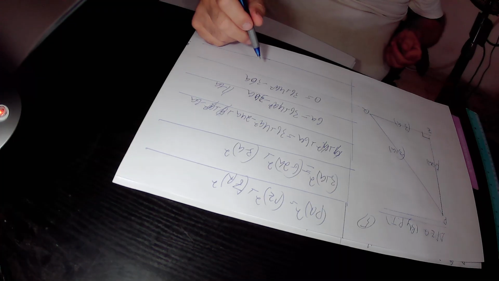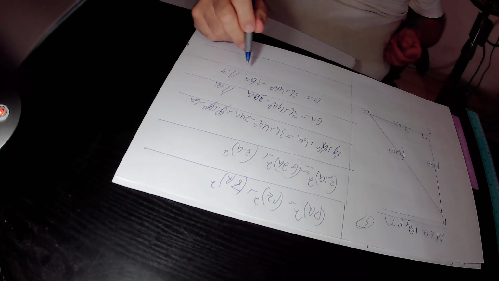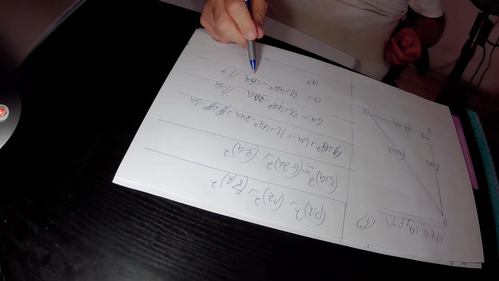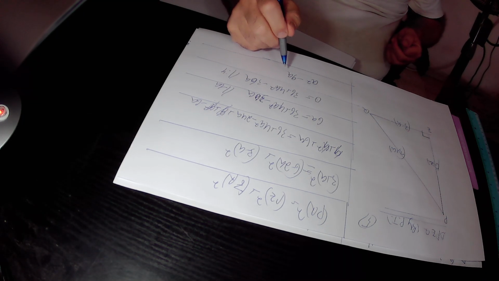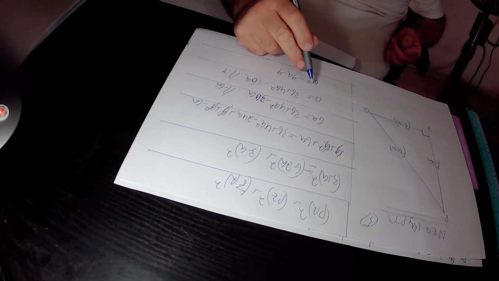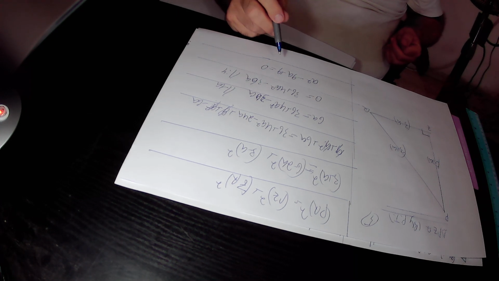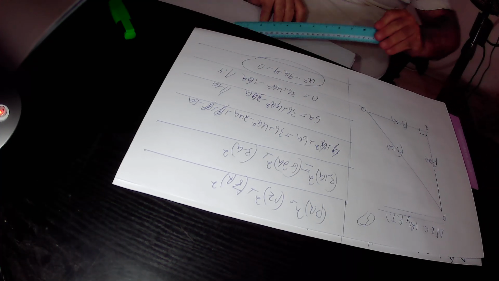Here we divide this equation by 4, and we get that 4A squared over 4 is A squared, minus 36A over 4 is minus 9A, and 36 over 4 is 9. 0 over 4 is 0. We found out that A squared minus 9A plus 9 equals 0. So this is a quadratic equation.